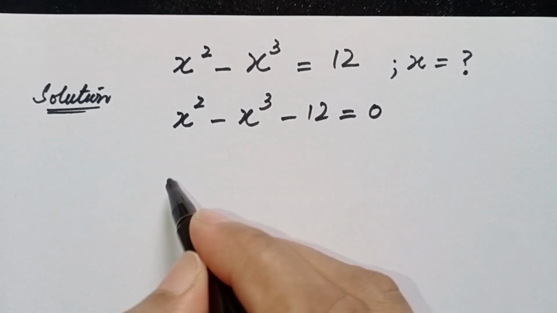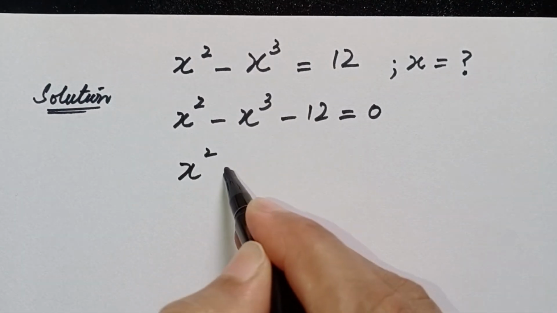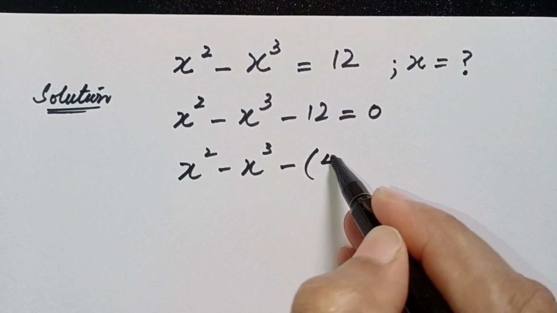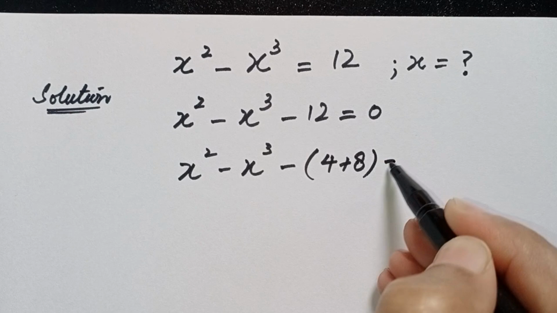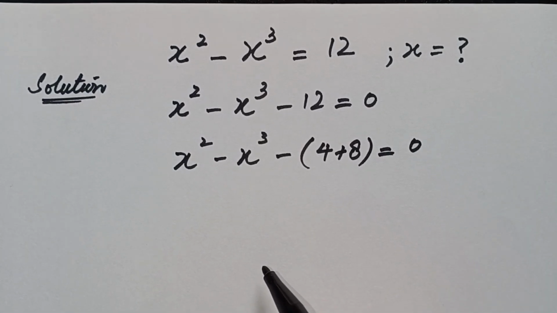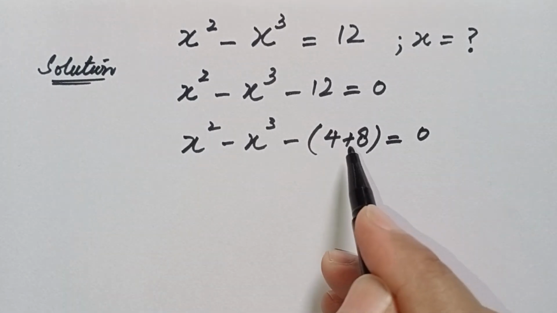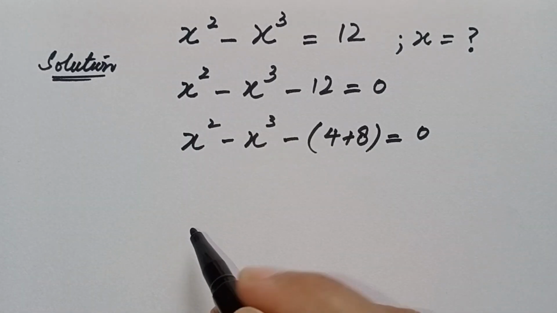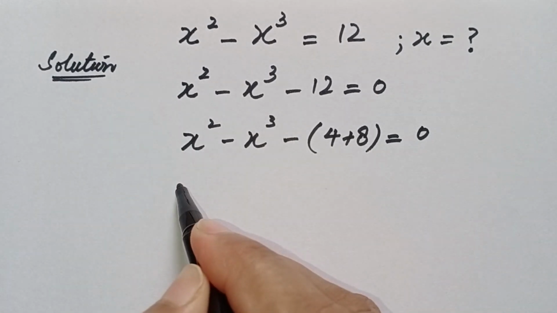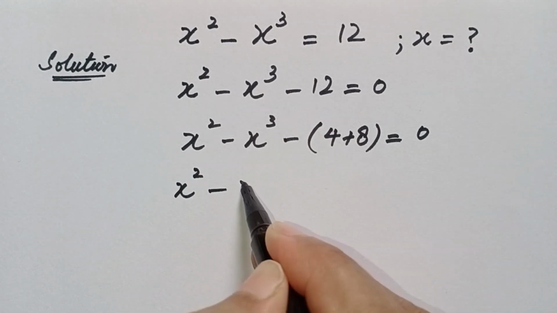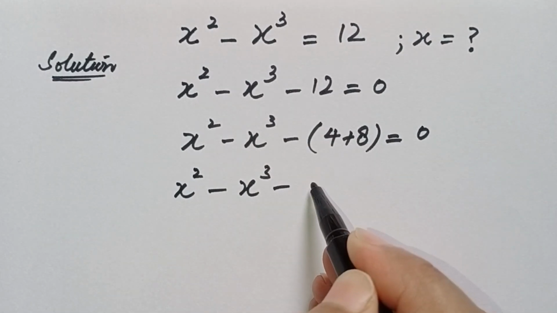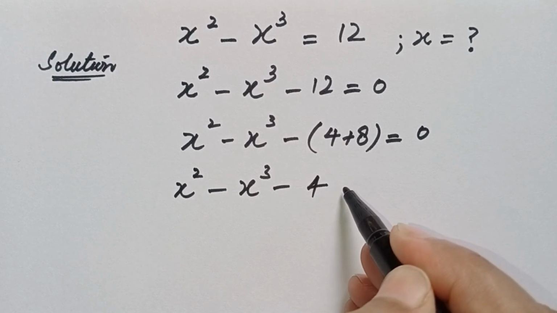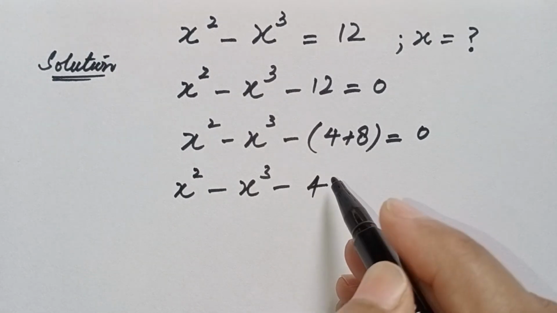We will write this 12 in the form of the sum of two digits. x square minus x cube minus 12 can be written as 4 plus 8 is equal to 0. This 4 plus 8, we can write this 4 as 2 square and 8 can be written as 2 cube. That's why we have taken it. We can group them easily with x square and x cube. So x square minus x cube minus, we will open this parenthesis and we will write 4 plus 8, is equal to 0.